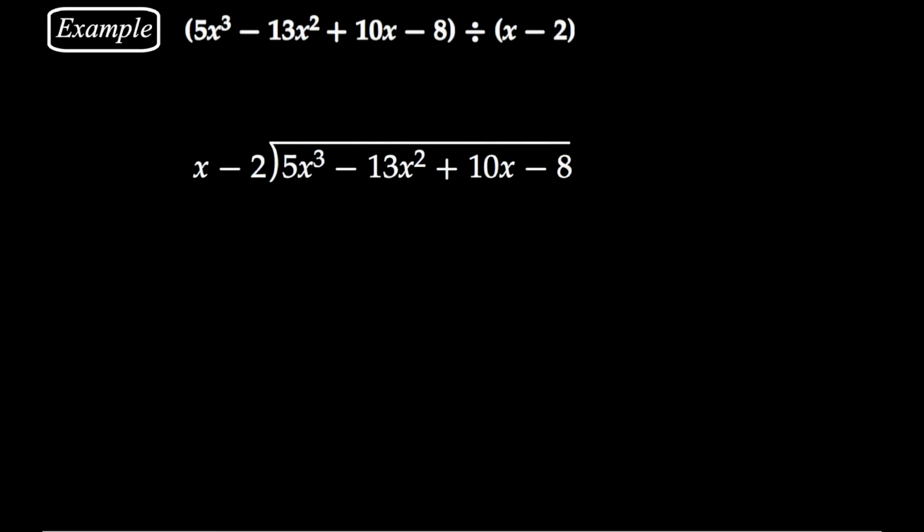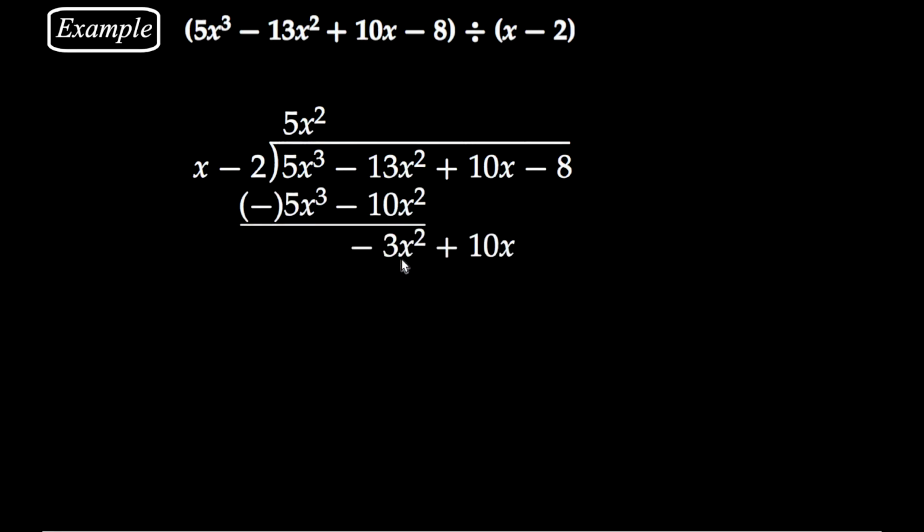All right, here's another one. We're going to use the long division algorithm on this one as well. If I take 5x cubed and divide it by x, that leaves me with 5x squared. Then I'm going to take 5x squared times the whole term, and that gives me 5x cubed minus 10x squared. Subtracting these terms, I end up with a negative 3x squared. We have a negative 13 minus a minus 10, which is a plus 10. So that's where the minus 3x squared comes from.